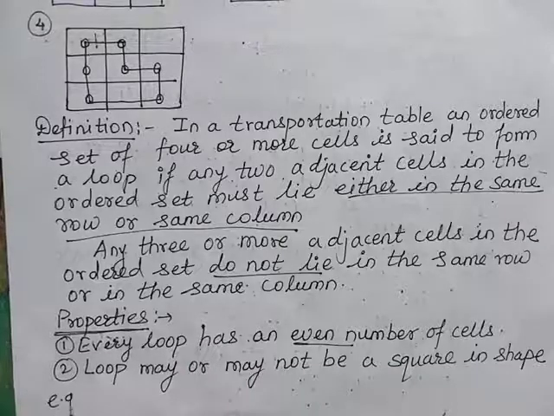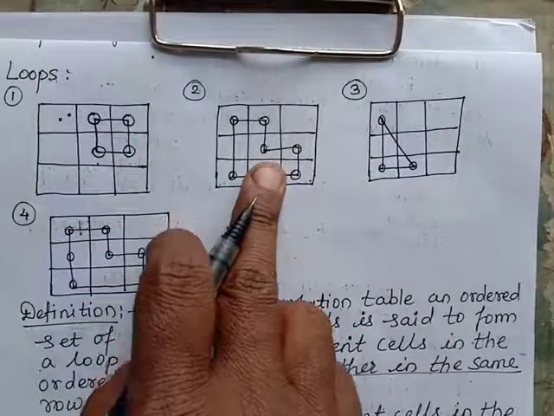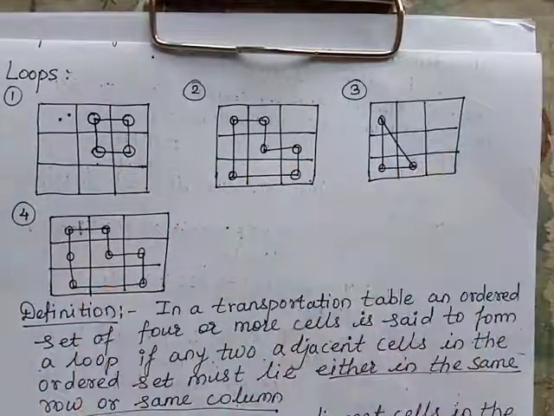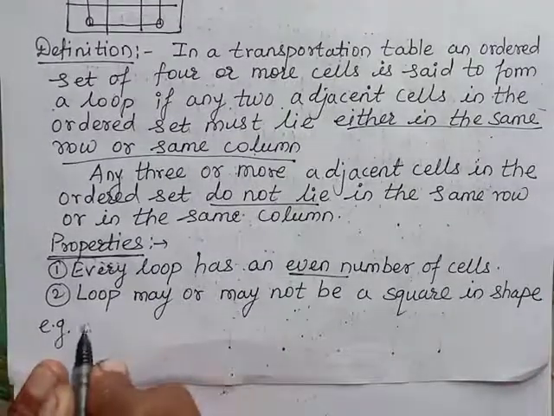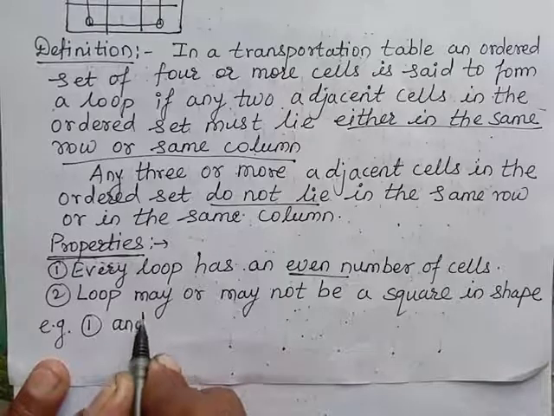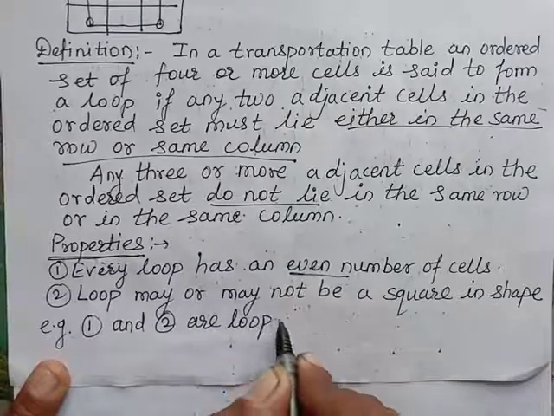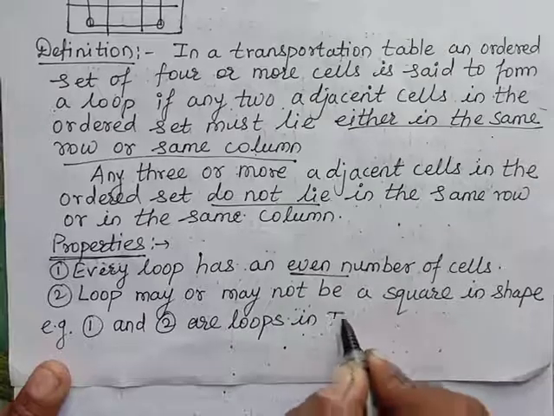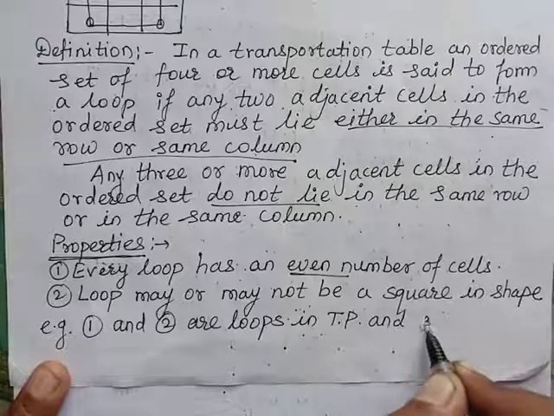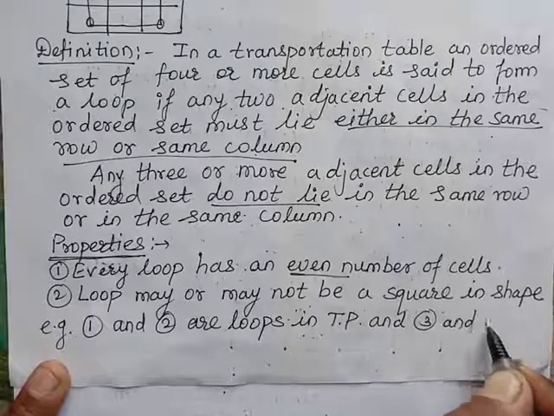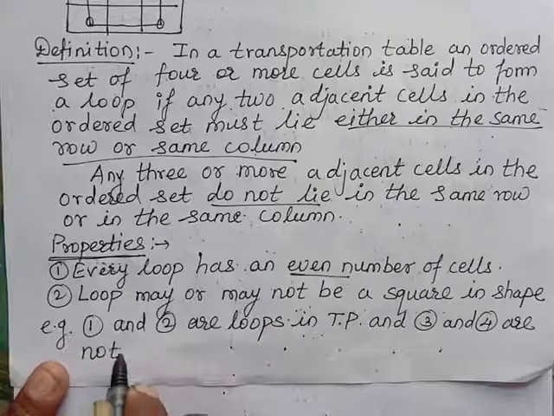Now whatever tables we had written, out of them, look at it carefully. First two are loops while the third and fourth are not loops. So let me write that part. 1 and 2 are loops in the transportation problem, and 3 and 4 are not loops, using the definition.